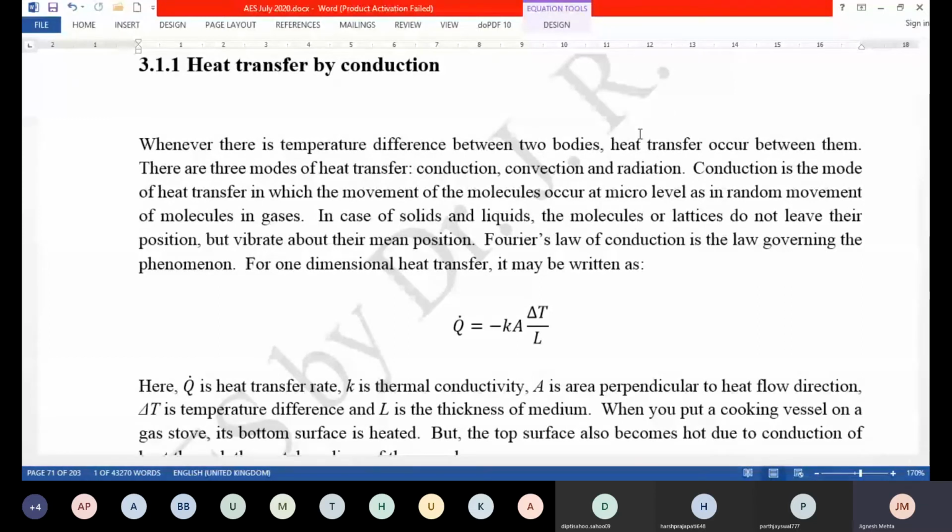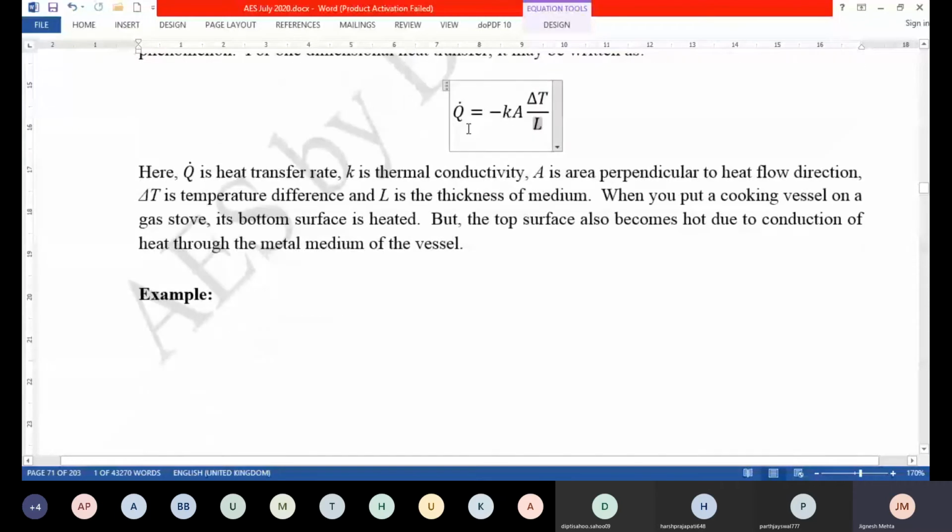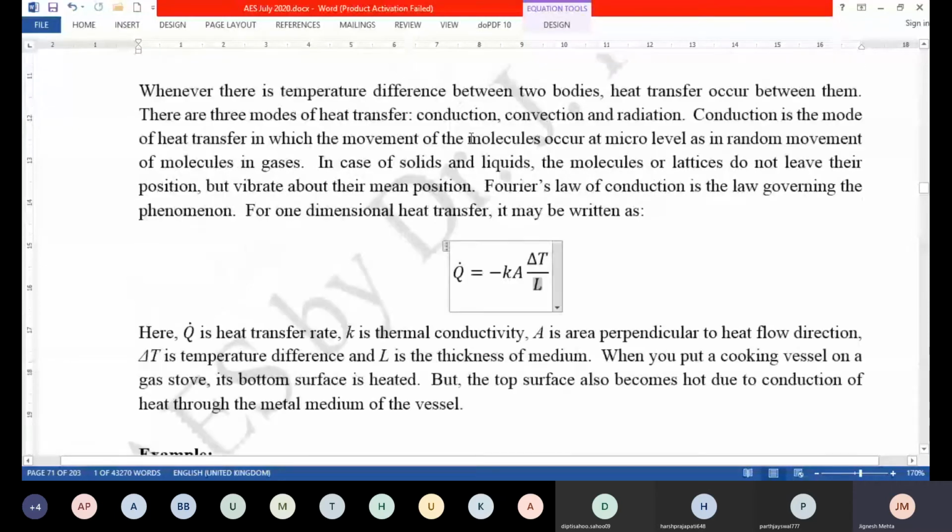So for heat transfer by mode of conduction, Fourier's law is well known to you. The heat transfer rate would be given by, if heat is passing through a wall made up of some material having thermal conductivity K, the area perpendicular to the heat flow is A, the temperature difference between the two surfaces of that wall is delta T, and the thickness of the wall is L, then Q dot is given by minus K A delta T upon L. Right, so this is how to calculate the heat transfer.